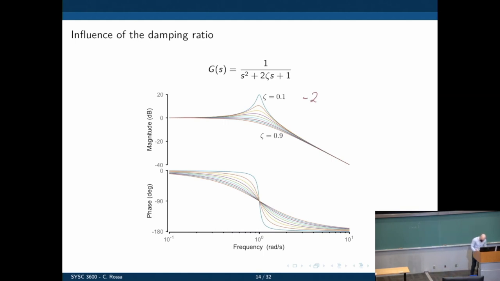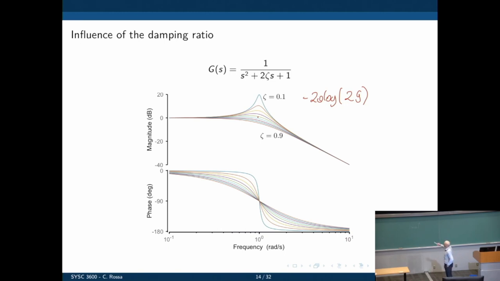And this is negative 20 log of 2 zeta. If zeta is smaller than 0.5, it goes up. If zeta is greater than 0.5, it goes down at the cutoff frequency. And if zeta is exactly 0.5, then 2 times 0.5 is 1, 20 log of 1 is 0. That would be 0 dB that occurs for this curve here, I think it's the green one, actually. And that depends, again, on the damping ratio.